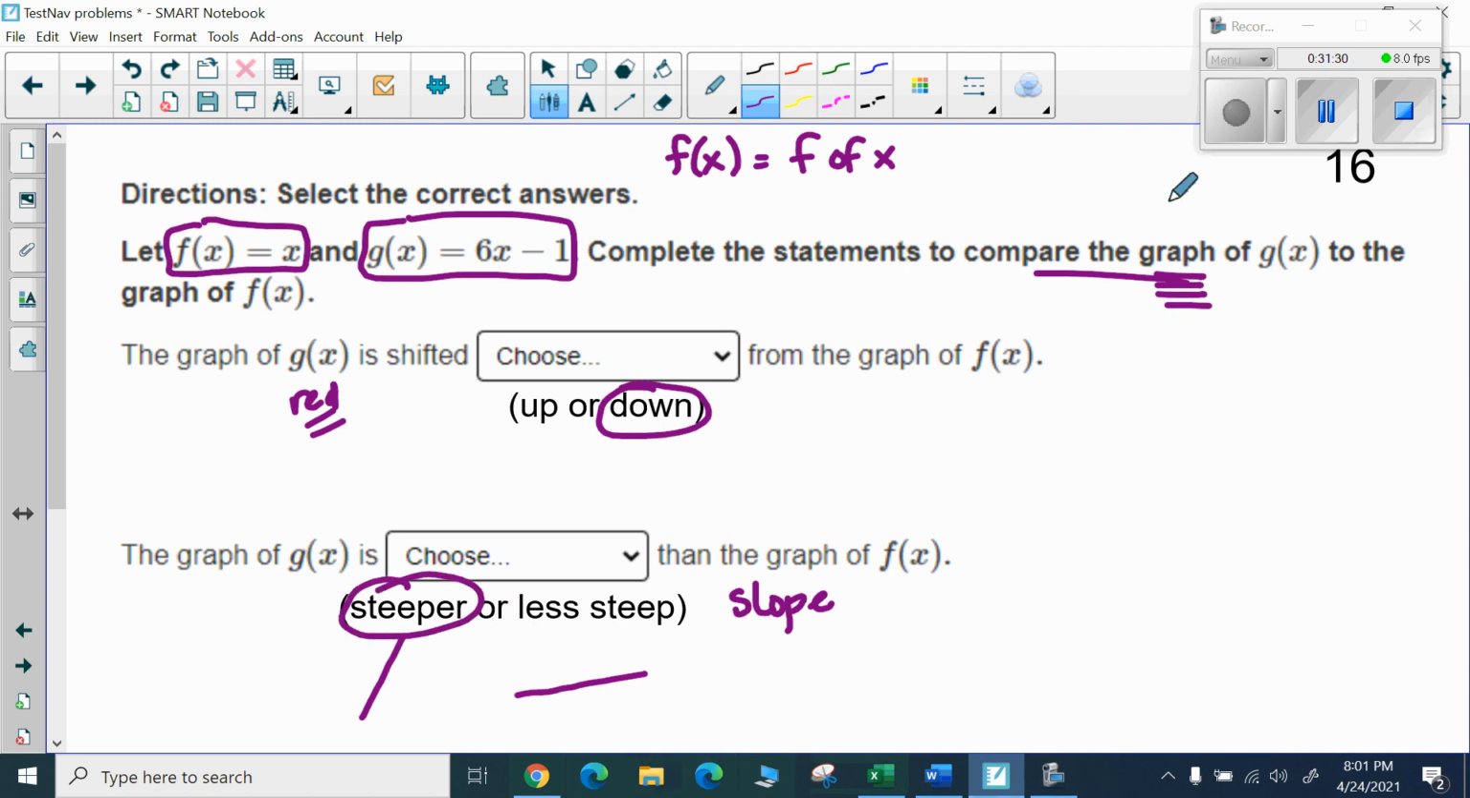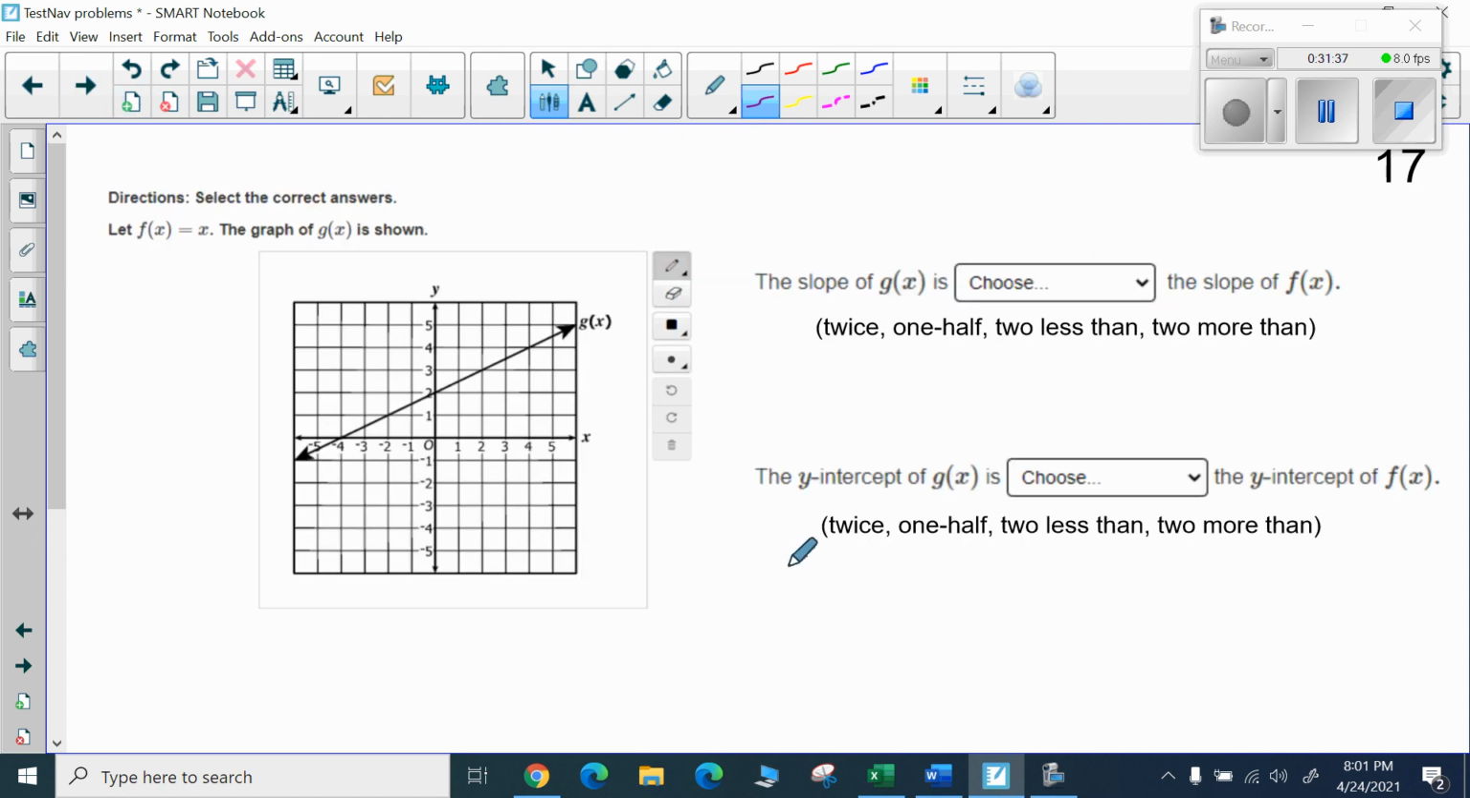All right. Anytime they talk about a graph, just type it in and then you can start looking at what they want you to see. Look, here's number 17. It says directions, select the correct answers. Let f of x equal x. The graph of g of x is shown. So this graph is g of x. F of x equals x is a graph that goes through 0, and it goes exactly diagonally through these dots like this.